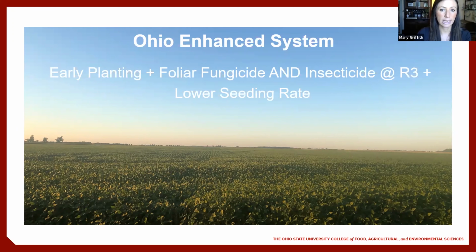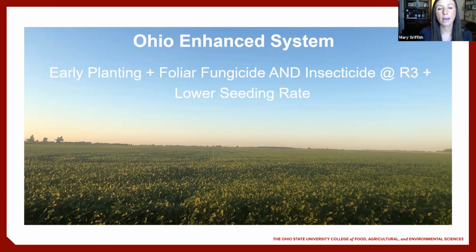First of all, early planting date. So when we say early, we're talking about planting the end of April or May, compared to the standard system, which is going to be planted 3 weeks later, with the idea that soybean yields decrease about 1/2 bushel per day when planted after that early planting window.